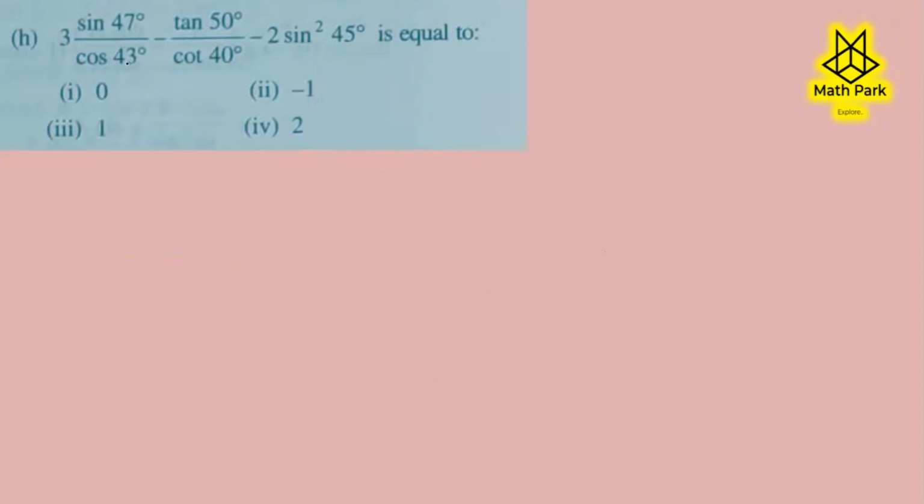The next, 3 sine 47 upon cos 43. Now sine 47, cos 43, they are complementary. So sine 47 is equal to cos of 43. So we write 3 cos 43 upon cos 43 minus tan 50 is equal to cot 40. So this becomes cot 40 upon cot 40 minus 2 sine square 45. So sine 45 is 1 upon root 2 and the square of this.